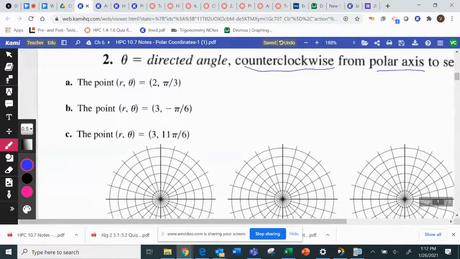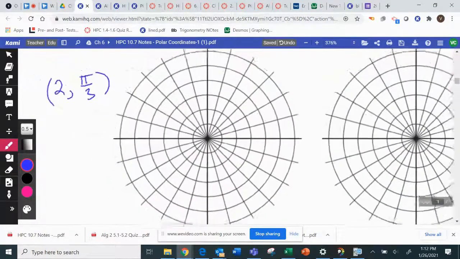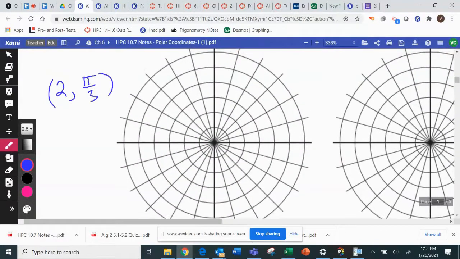Here we've got 3 different points. We're going to graph those together on these 3 graphs. The first one, I'm just going to copy it because I'm going to zoom in so I won't see it. 2 and then pi over 3. So I'm going to zoom in here. We're doing 2, pi over 3. So the radius is 2.